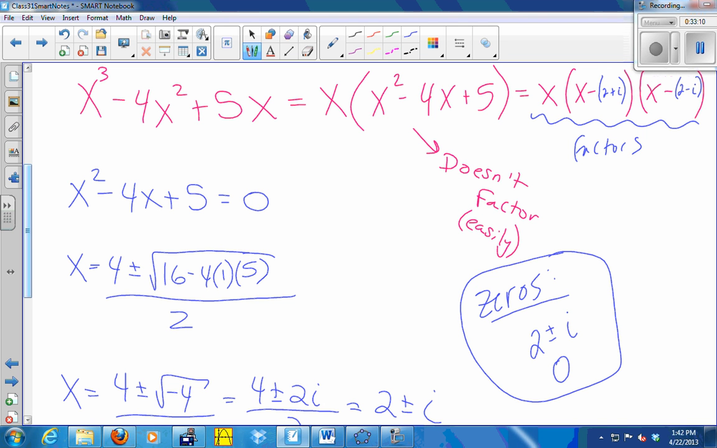So when you're finding the zeros of a function, once it's all written out in factored form, the way you find the zeros is you take each individual factor, set it equal to 0, and solve it. So this factor of x, when I set it equal to 0 and solve, I don't even have to do anything, right? You just get x equals 0 as one of your zeros. And then set each of these factors to 0, and you get 2 plus or minus i as your solutions.